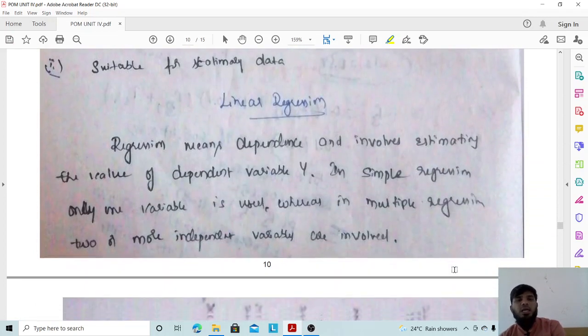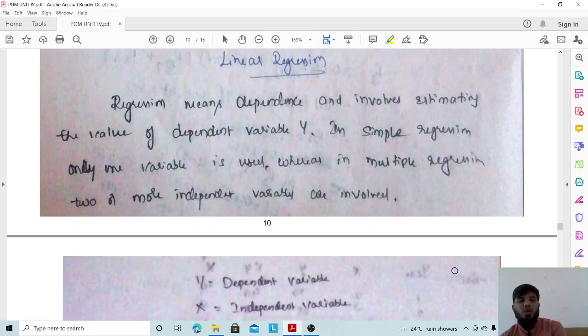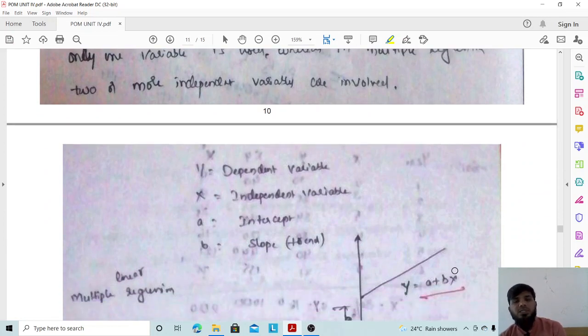Next is linear regression. What is linear regression? Generally we know what regression is. In linear regression, we always have one dependent value and one independent value. The dependent value is generally taken as y is equal to f of x, where x is your independent variable, y is your dependent variable. Y depends upon x. Now they are saying linear regression.